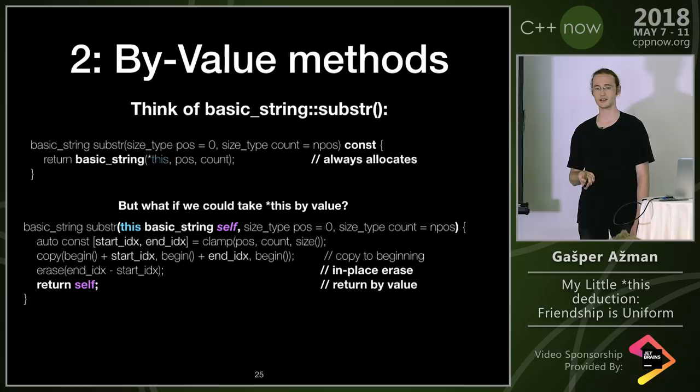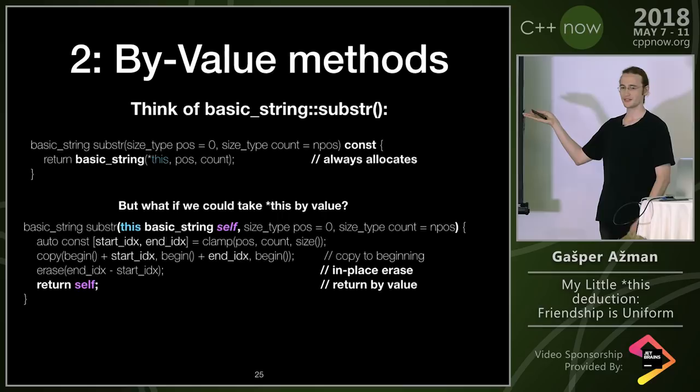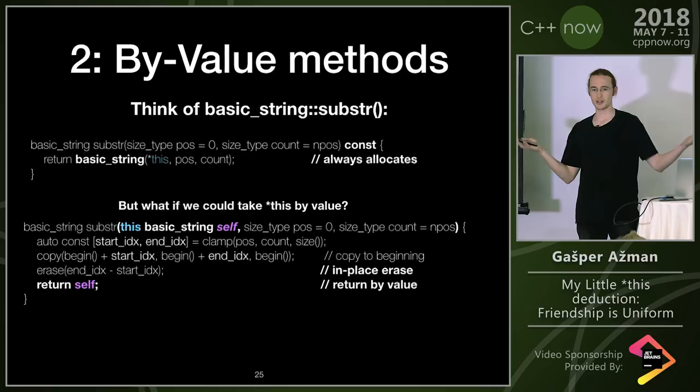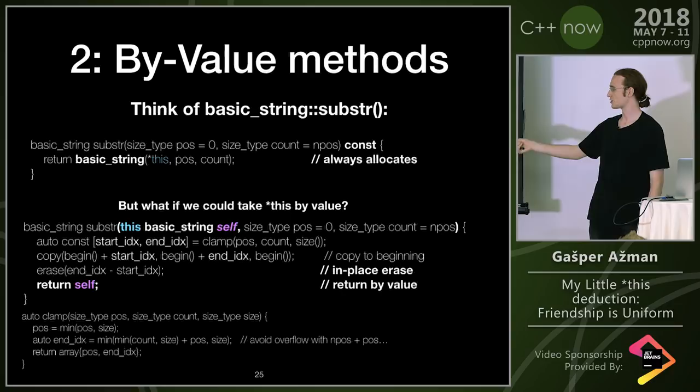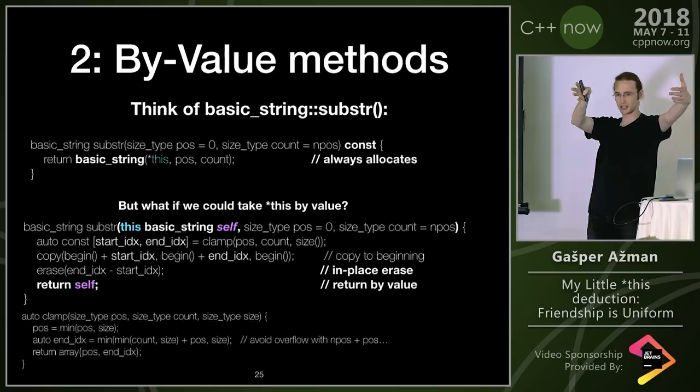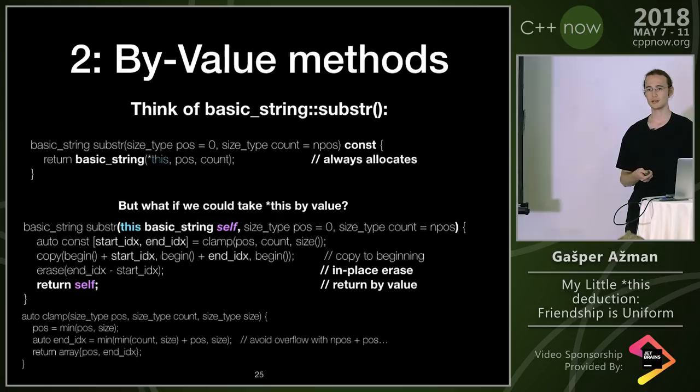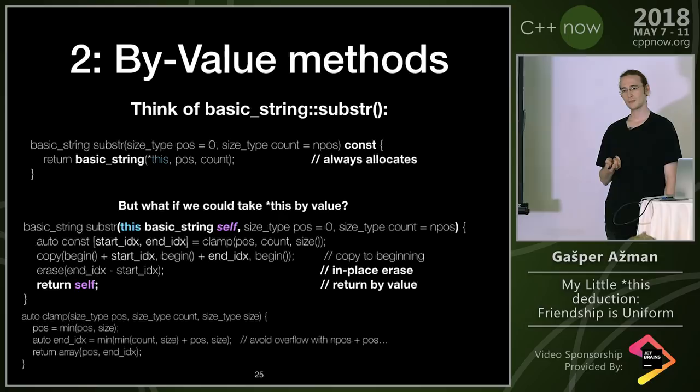We take ourselves as a value, which means if we already have an rvalue, it'll be move constructed, so no cost. And then we can do the clamp thing, which you really don't want to do by hand because it's overflow prone and you need to do it right. And then we copy the substring to the beginning of the buffer, and then we resize the buffer and return self. Voila, optimal code. No templates. Yes? That's not optimal. You copy the whole string, and then you take my substring of it. Yeah, I guess that's true. OK, fine. Bad example.